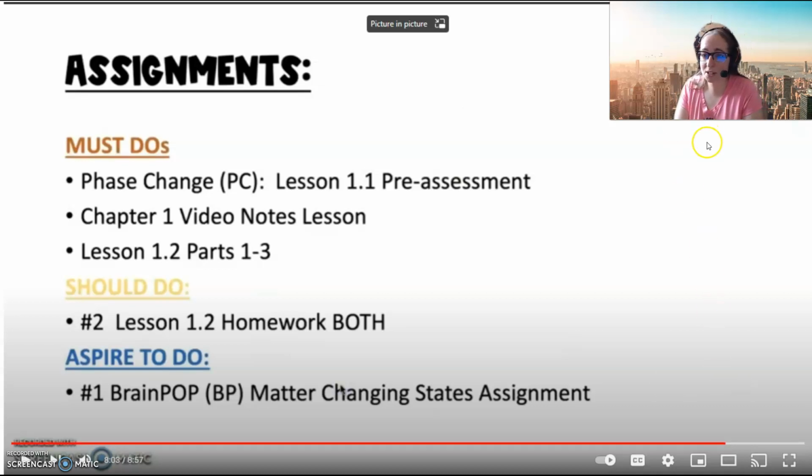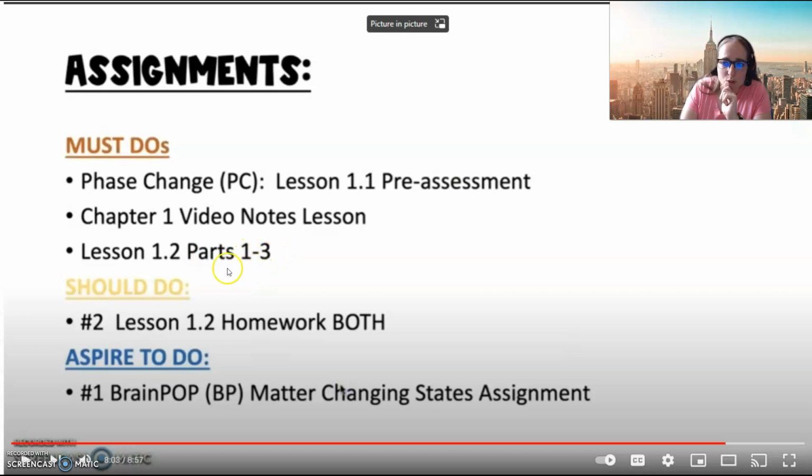Okay, so your assignments for today are for you to do your must-dos. Your must-dos are phase change, which is lesson 1.1 pre-assessment, and that is your pre-test. Make sure you guys do your best on this assignment so I can see how much you already know. Then you have the chapter 1 video notes with this lesson, which you should have just taken as we were going through this video. So if you've got those, awesome, you've got that done. And then you have lesson 1.2 parts 1 through 3 only.